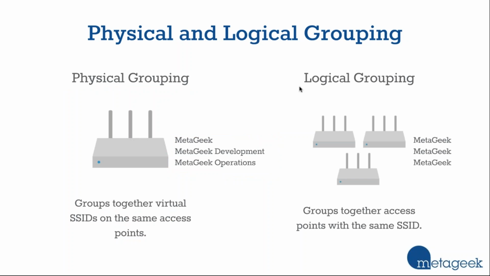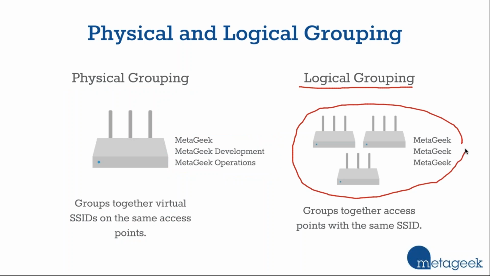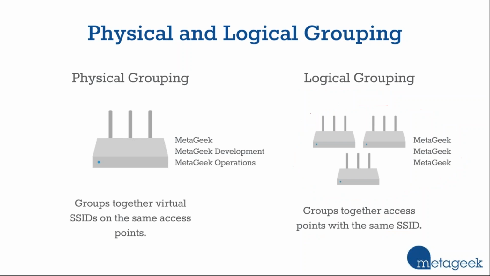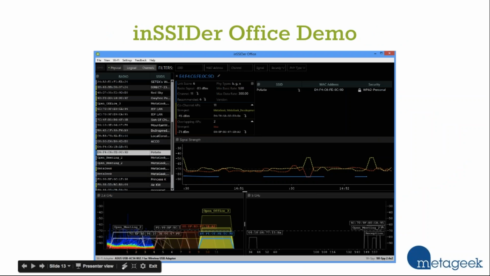And then the second way that we group things is with logical grouping mode. In logical grouping mode, we take all of the access points that have the same SSID and we group those together. So for example, here at MetaGeek, we've got about 8 access points, and in logical grouping mode, both inSSIDer Office and Chanalyzer will group them together as one line item. So with that, let's go ahead and switch over to the demo.